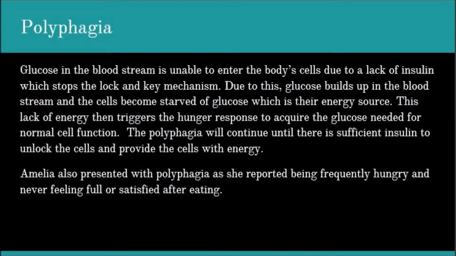Polyphagia. Glucose in the bloodstream is unable to enter the body's cells due to a lack of insulin, which stops the lock and key mechanism. Due to this, glucose builds up in the bloodstream and the cells become starved of glucose, which is their energy source. Their lack of energy then triggers the hunger response to acquire the glucose needed for normal cell function.